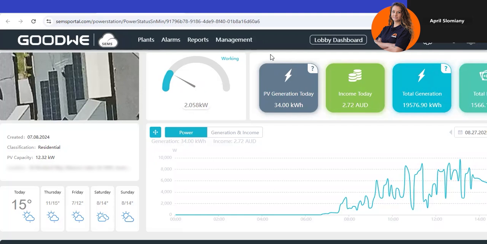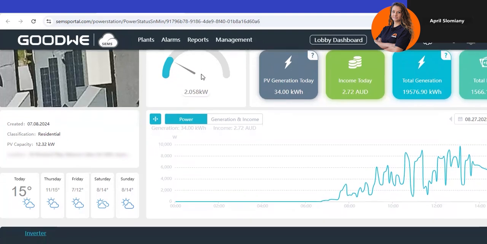I'm here today to run you through some information on the GoodWe SEMS Portal and how it can help inform your energy savings and usage. When you first access the portal and log into your plant, this is the dashboard main view. It does give quite a bit of information, and we're going to run through part by part to show you how you can best utilize that information.